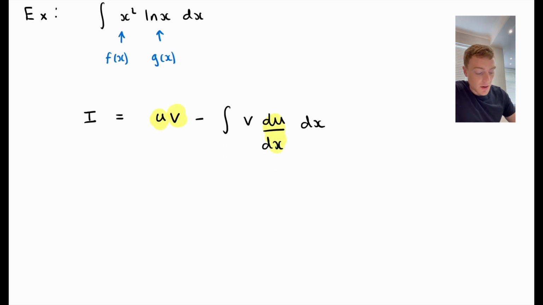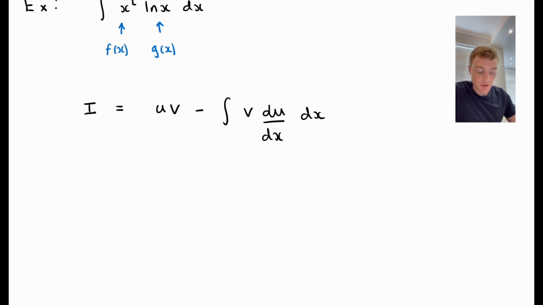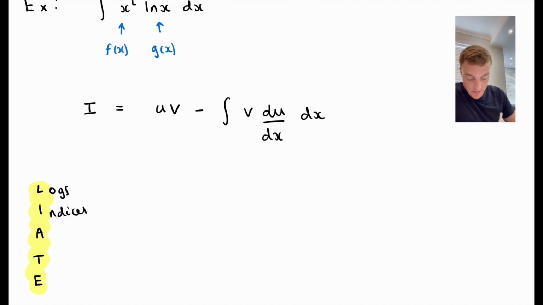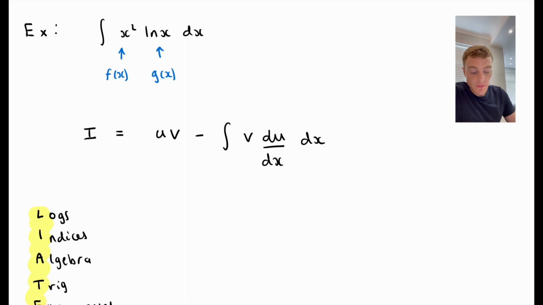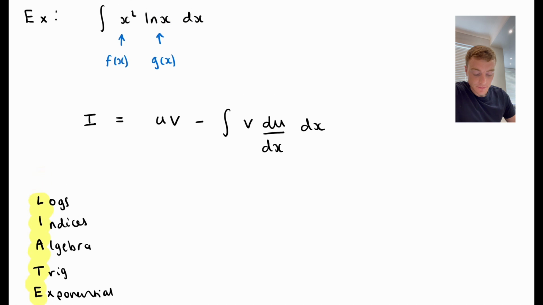Now, the most difficult part with integration by parts is knowing what to set as u. So I'm going to give you an acronym, and that's LIATE. So we've got any logs, any indices, any algebra, any trig functions, and then any exponential functions. Okay, so this tells us what order to prioritize what we set as u. So for example, in this case, we have a log as part of the product. So log comes first in my acronym.